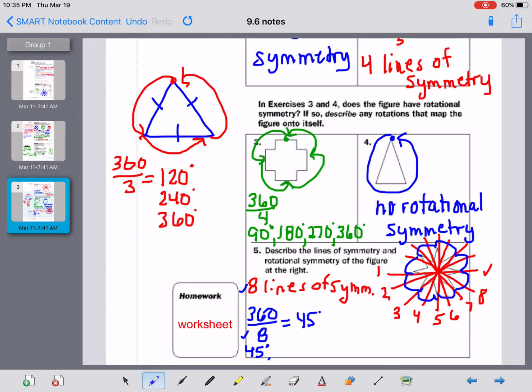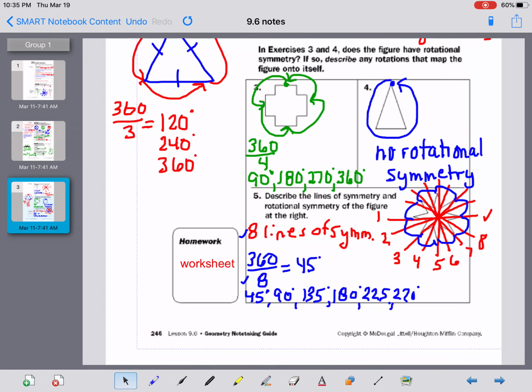45 more than that is 90. 45 more than that is 135. 45 more than that is 180. Plus 45 more is 225. Plus 45 more is 270. Plus 45 more is 315. And 45 more than that is 360. So I have my final list here. So 8 angles there when there's 8 lines of symmetry, or 8 times I can rotate that.